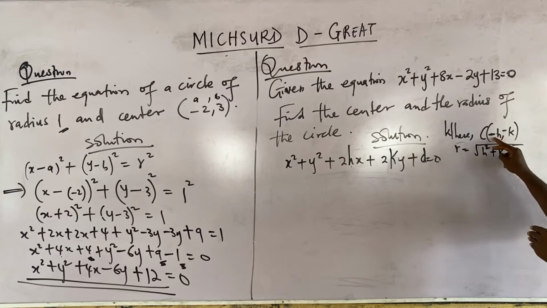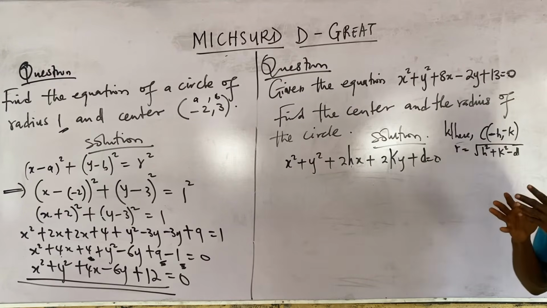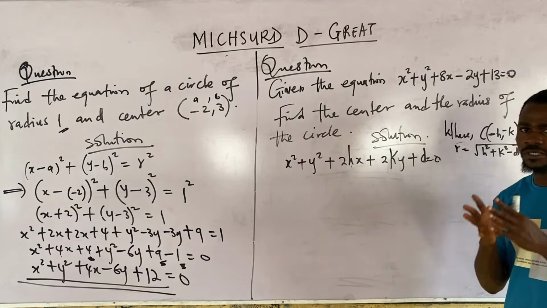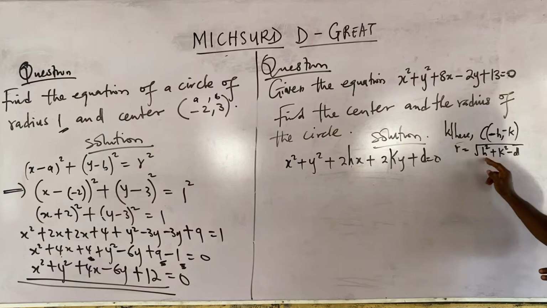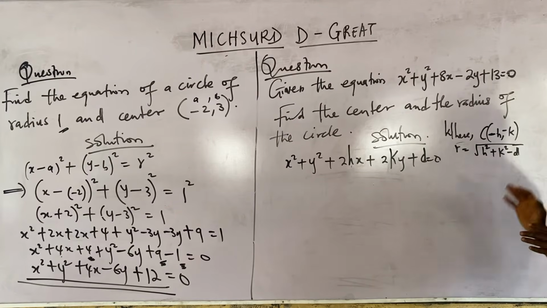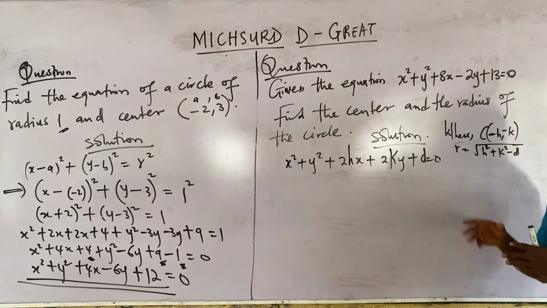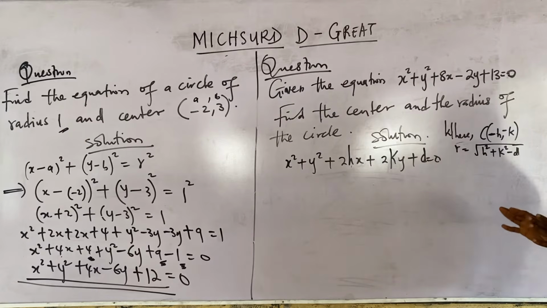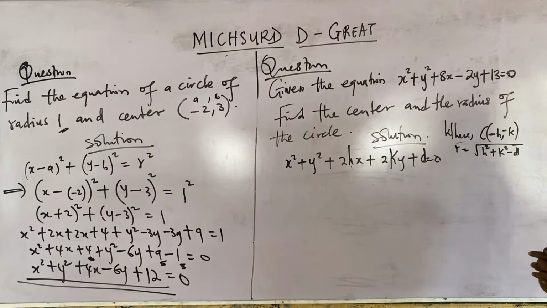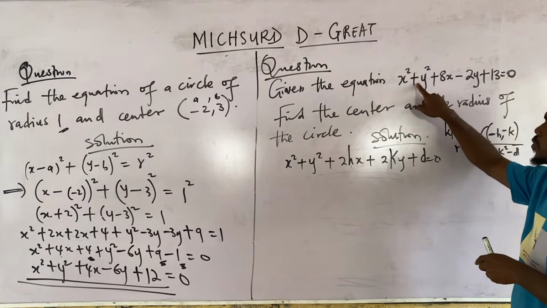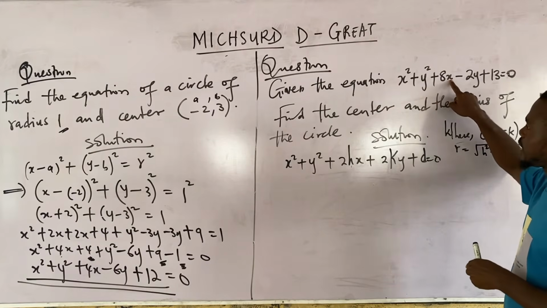So if you can find the value of -h and -k, we have gotten the center of the circle. And if we want to get the radius, we use the square root of h squared plus k squared minus d. We are going to derive the radius of the circle. So here we are going to take this gradually so that we can compare and get the parameters that we need. So this is x squared plus y squared plus 8x.